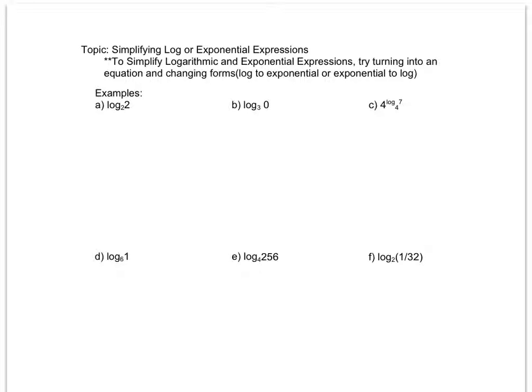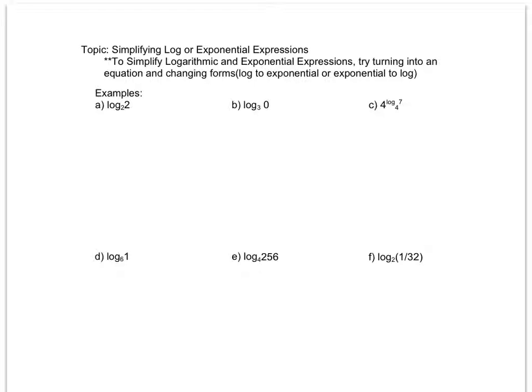Now that you understand how to convert between exponential and logarithmic form, we're going to use that to simplify logarithmic or exponential expressions. The way we're going to simplify them is by trying to change forms. So for example, if I'm given a logarithmic expression, I'll try to turn that into exponential. If I'm given an exponential equation or exponential expression, I'll try to change that to logarithmic.